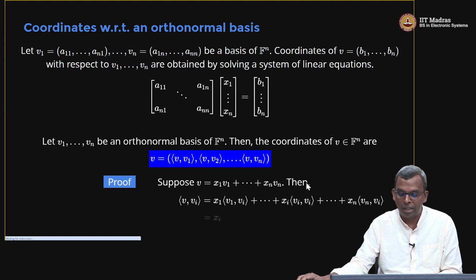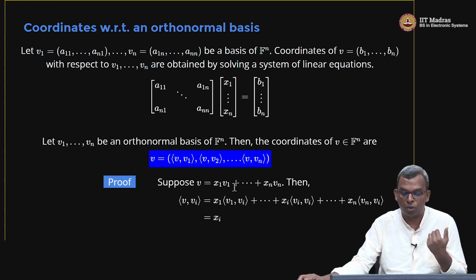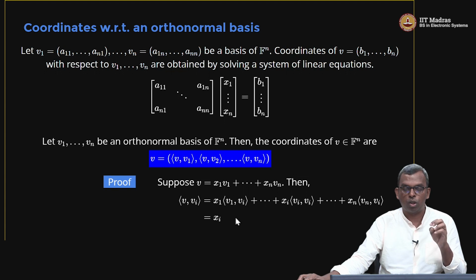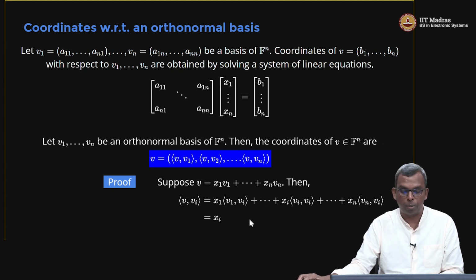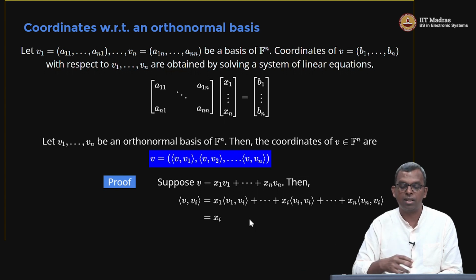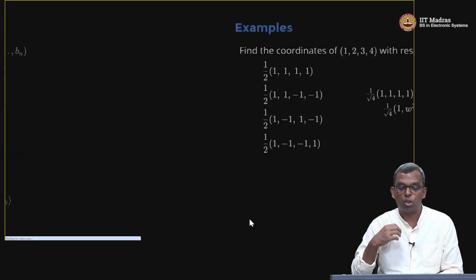So, here is a proof. The proof is very trivial. We have seen this before. v is x1 v1 plus up to xn vn. You simply take inner products of both sides with vi, and you see only xi remains, everything else goes to 0 because of the orthonormality. So orthonormality plays very well with linear combinations because of this property. This is one of the reasons why finding coordinates with respect to an orthonormal basis is very easy.